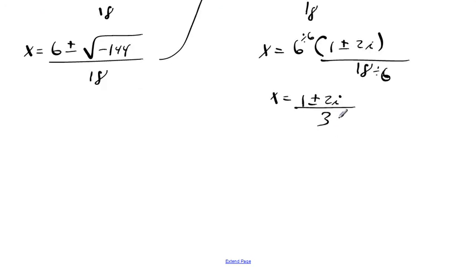You can also write that as 2 separate answers: 1 plus 2i over 3 and 1 minus 2i over 3. Again, these are the same thing, but if you need to write them as 2 separate answers, this is how you do that. Or you can write it as one statement, but it represents both answers.